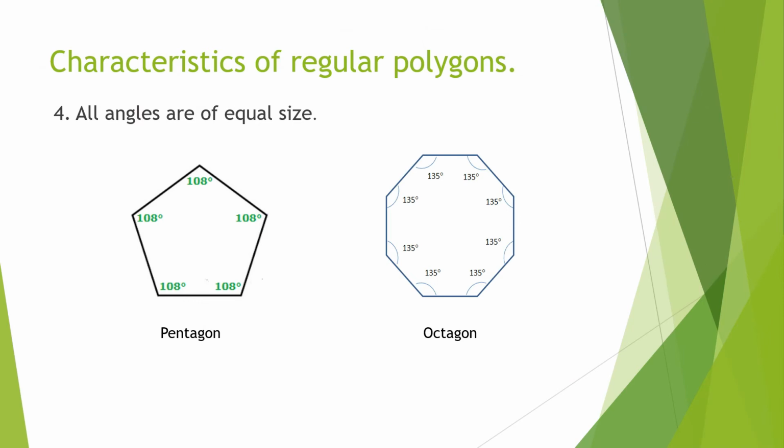The fourth characteristic of a regular polygon is all angles are of equal size. For example, a pentagon has an interior angle of 108 degrees and for an octagon, the interior angle is 135 degrees.